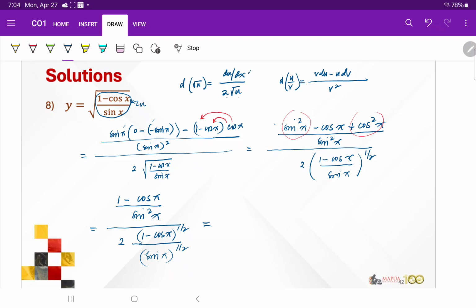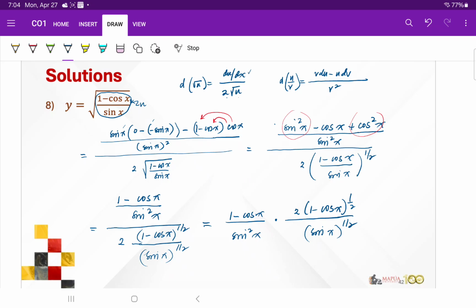One minus cosine x over sine square x times the reciprocal of the denominator. So it's 2 times 1 minus cosine x to the 1/2 over sine of x to the 1/2.